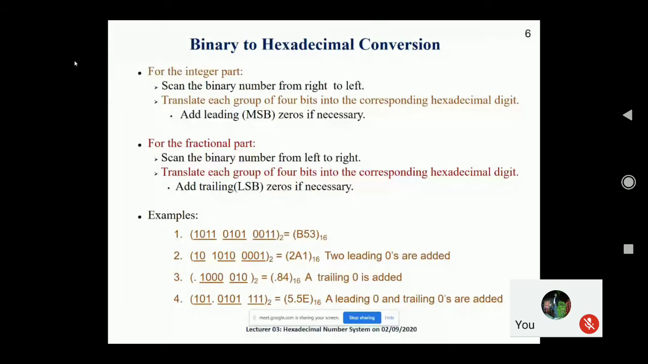Okay. If something is a mistake from my side, then please point it out to me. Okay, it is good. A leading 0 and trailing zeros are added. Yes.